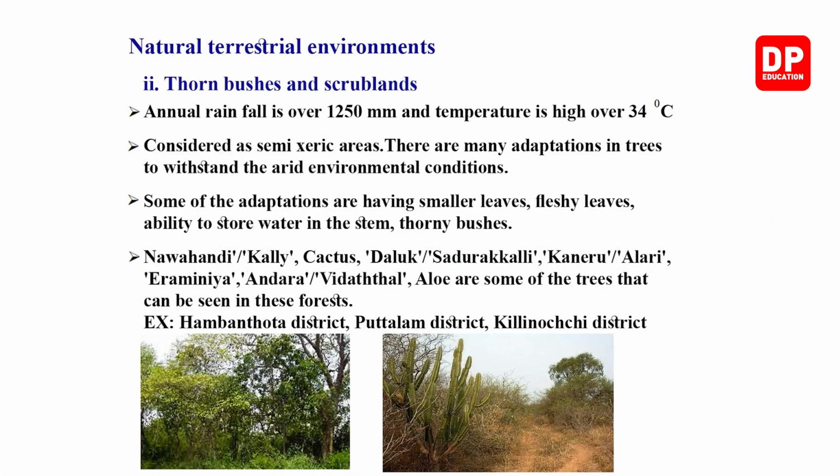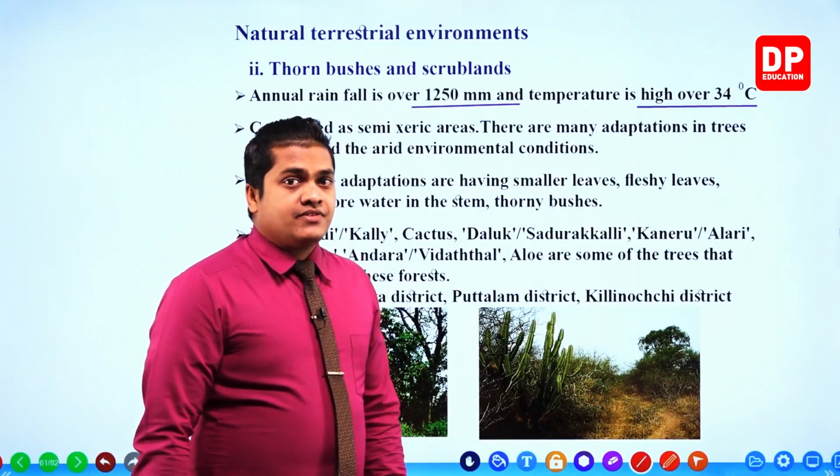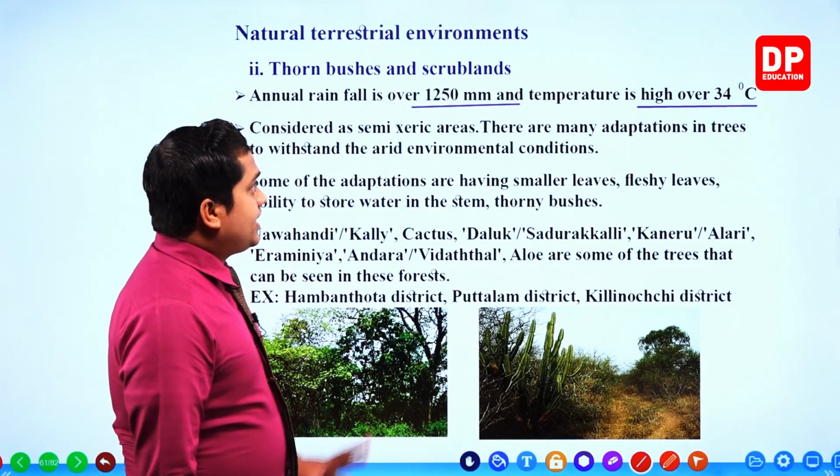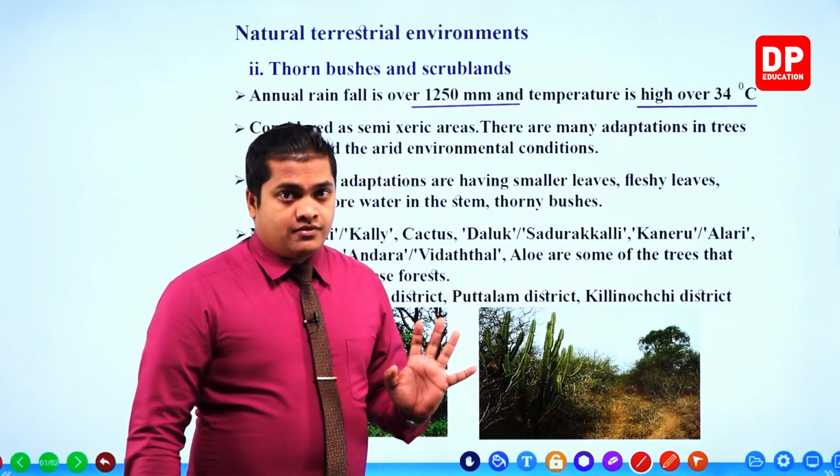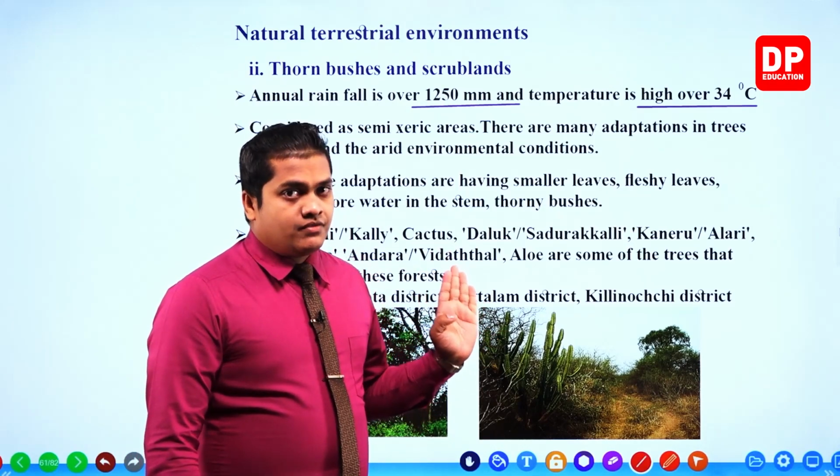My dear children, we can observe the special features like this. First of all, it is given that annual rainfall is over 1250 millimeters and temperature is high, over 34 degrees Celsius. So as you can see, the rainfall is about 1250 and the temperature is high, over 34 degrees Celsius. So it has very high temperature plus it has a high amount of rainfall as well.